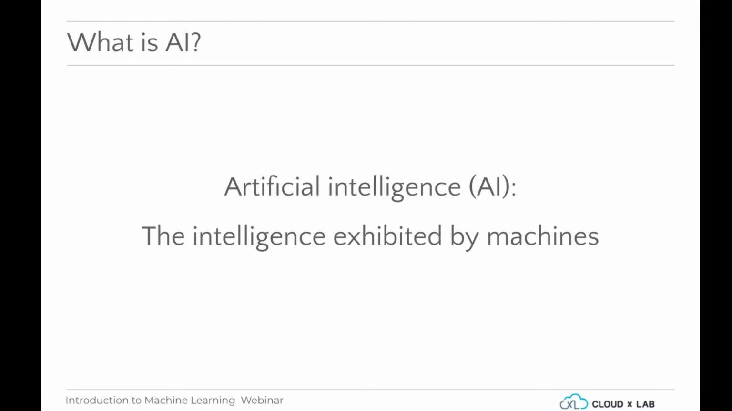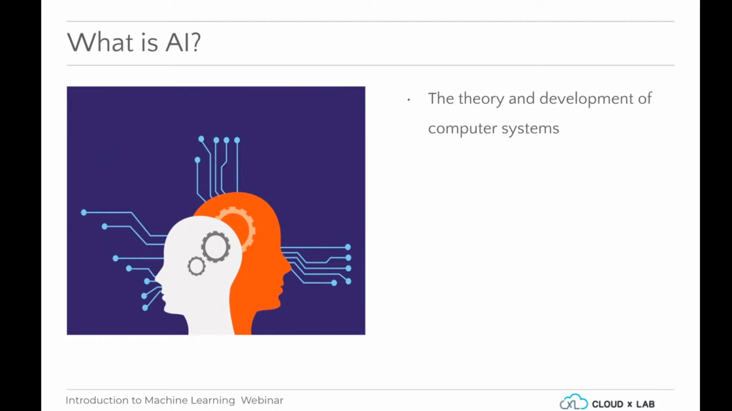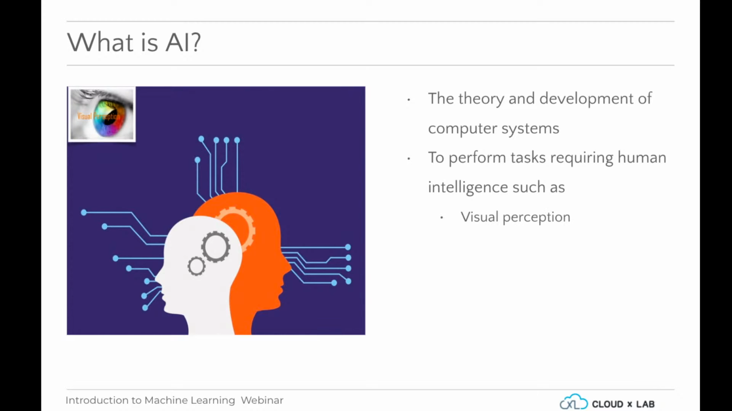So what is AI? A lot of you would have heard of this term called AI, and so it's basically the intelligence exhibited by machines, not by humans, not by animals, but machines. It's the theory and development of computer systems to perform tasks that normally require human intelligence, like visual perception. This has been one of the biggest drivers of AI in recent years. Computer vision and visual perception has been something that really drove it.